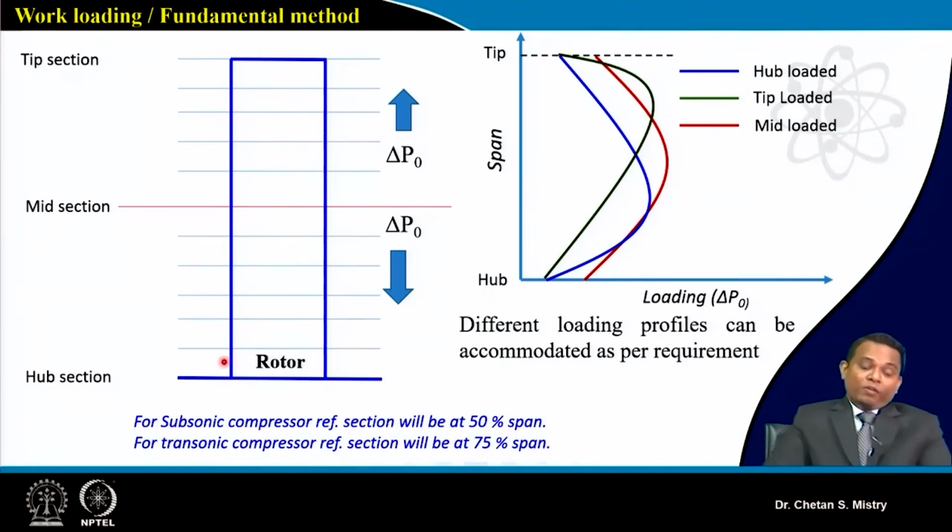Okay, now we will discuss this approach again when we start discussing designs for low speed compressors. We will discuss it again when we discuss the design of high speed compressors. When we are designing the subsonic compressor, we will consider my reference station at 50% span. So this is what we consider as our initial design plane. When we are designing a transonic compressor or a supersonic compressor, then that initial design is done at 75% of span.